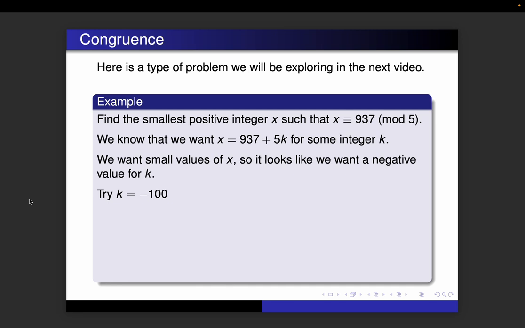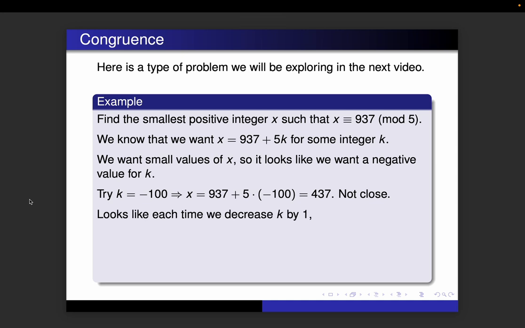So just to get us warmed up, let's try k equals negative 100. If we do that, we get 937 plus 5 times negative 100. 937 minus 500 gives us 437. Well, that's a lot better than 937, but to be honest, it's not close. We can do a lot better than that. But if we look carefully, it looks like each time we decrease k by 1, in other words, take k and make it negative by 1 more unit, that decreases the value of x by 5. And if you think about what kind of arithmetic operation we're talking about, that sounds a lot like division.